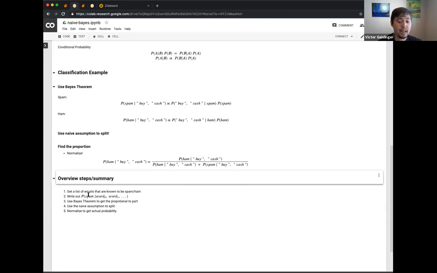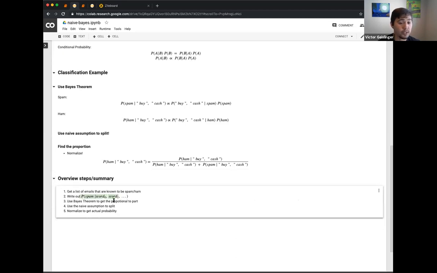And then we write out this equation for each word, saying, okay, probability of it being spam given this word, this word, this word. You could technically do this for every single word that's possible in this whole collection of emails, but you'd probably take the most common ones, or at least the ones that stick out. You could do it for larger things, but this is how you would apply this. So you write this part out, and then we use Bayes' theorem to get the proportional part, which was up here. So I wrote this out for you.